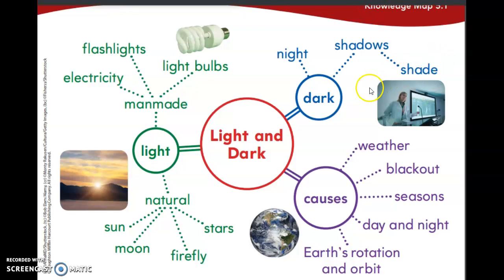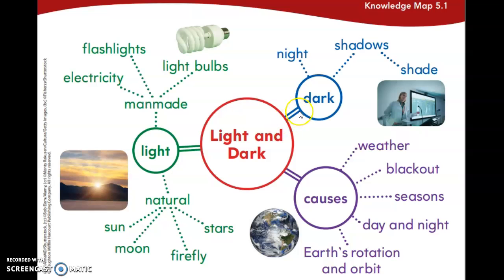So if you'll notice, right here in the middle, I have light and dark, and we talked about what light means. And in our class, we talked about man-made. What were some man-made lights that we knew? And we came up with some things like light bulbs, flashlights, electricity. In my class, we also just said lamps. We said that natural light comes from the sun, the moon, fireflies, and stars.